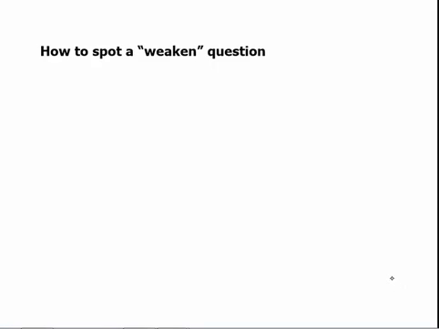In this video, you will learn about the weaken the conclusion question type. That is, there is a conclusion drawn in the argument, and you must find an answer choice that weakens that conclusion. Now, it's important to note that the word weaken will not always show up in the question itself.